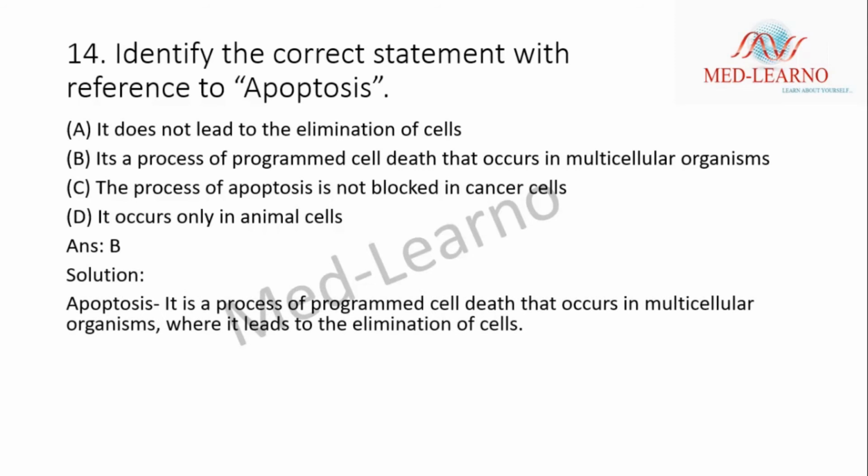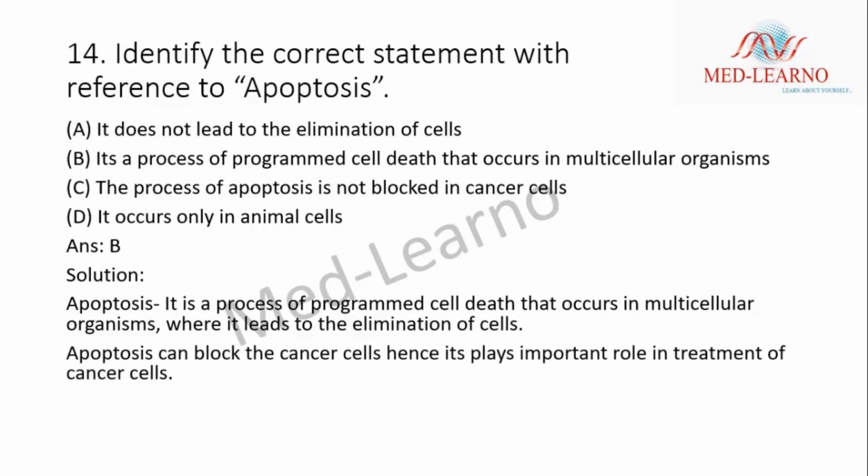Here, it leads to the elimination of cells. So that's why option A you can't take as an answer. And when it comes to option C, apoptosis can block the cancer cell, hence it plays an important role in the treatment of cancer cells, and it occurs in both plant and animal cells.